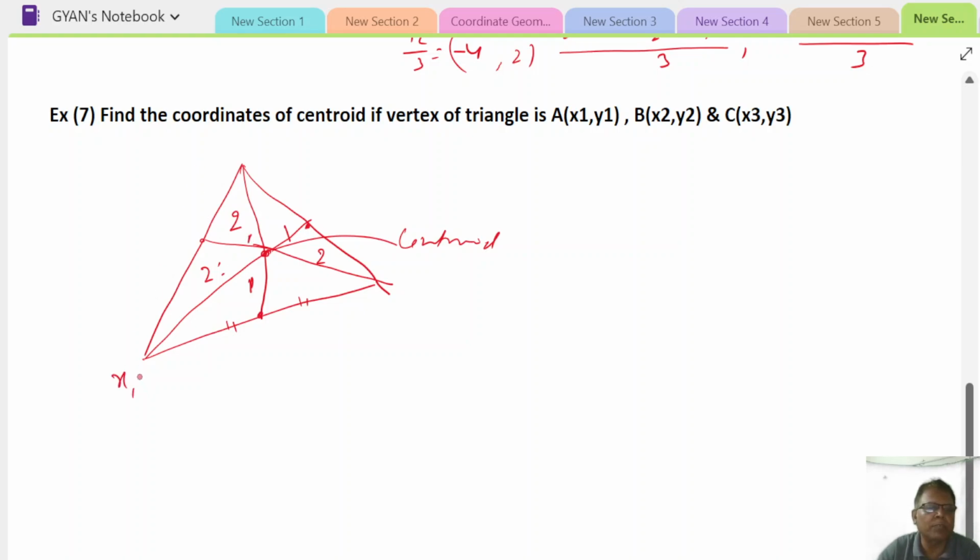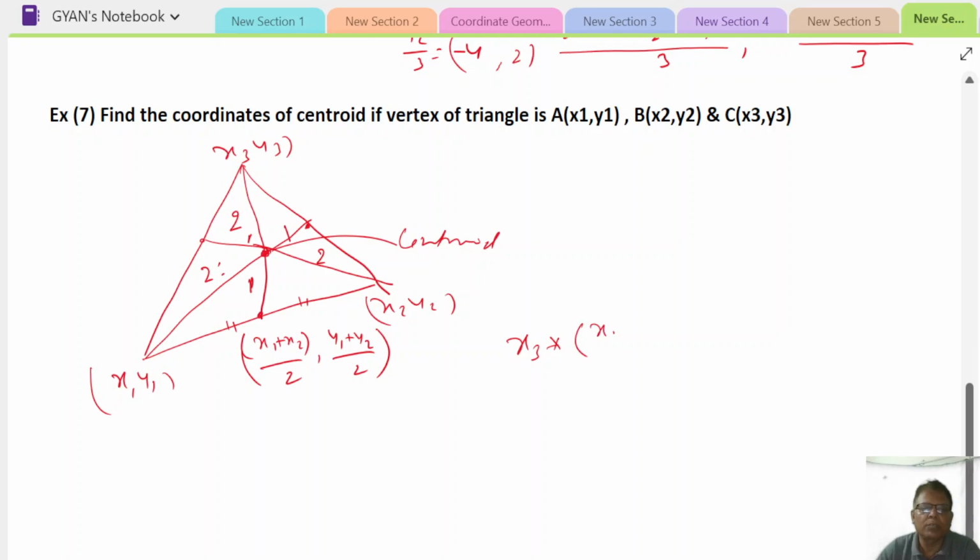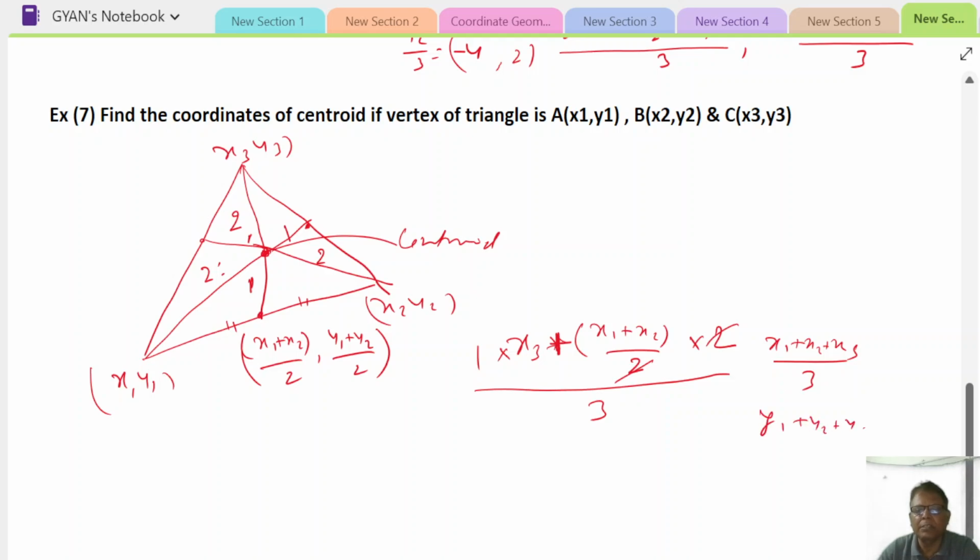Suppose this vertex is (x1, y1), this is (x2, y2), this is (x3, y3). So this midpoint will be ((x1 plus x2) divided by 2, (y1 plus y2) divided by 2). So what will be this point? It will be (x3 into 1 plus (x1 plus x2) by 2 into 2) divided by 2 plus 1, that is 3. So the 2 gets cancelled, that means (x1 plus x2 plus x3) divided by 3. Similarly, (y1 plus y2 plus y3) divided by 3. The coordinate of centroid is this. So this is very important.